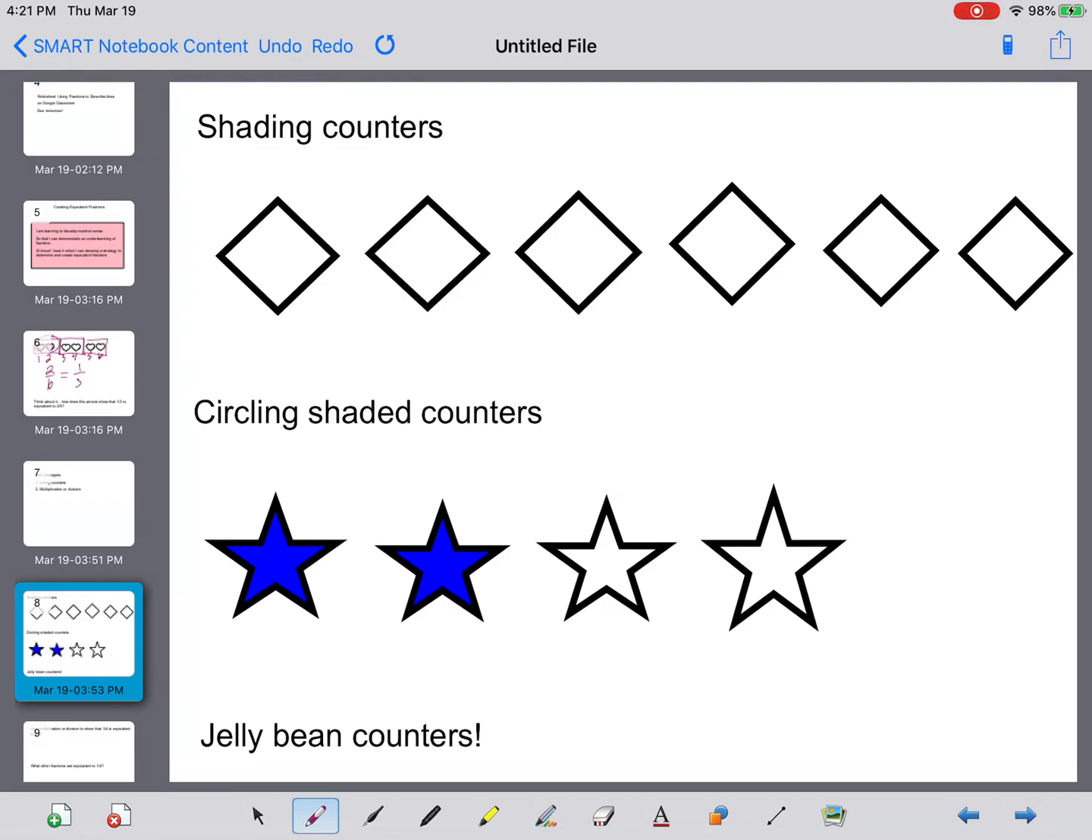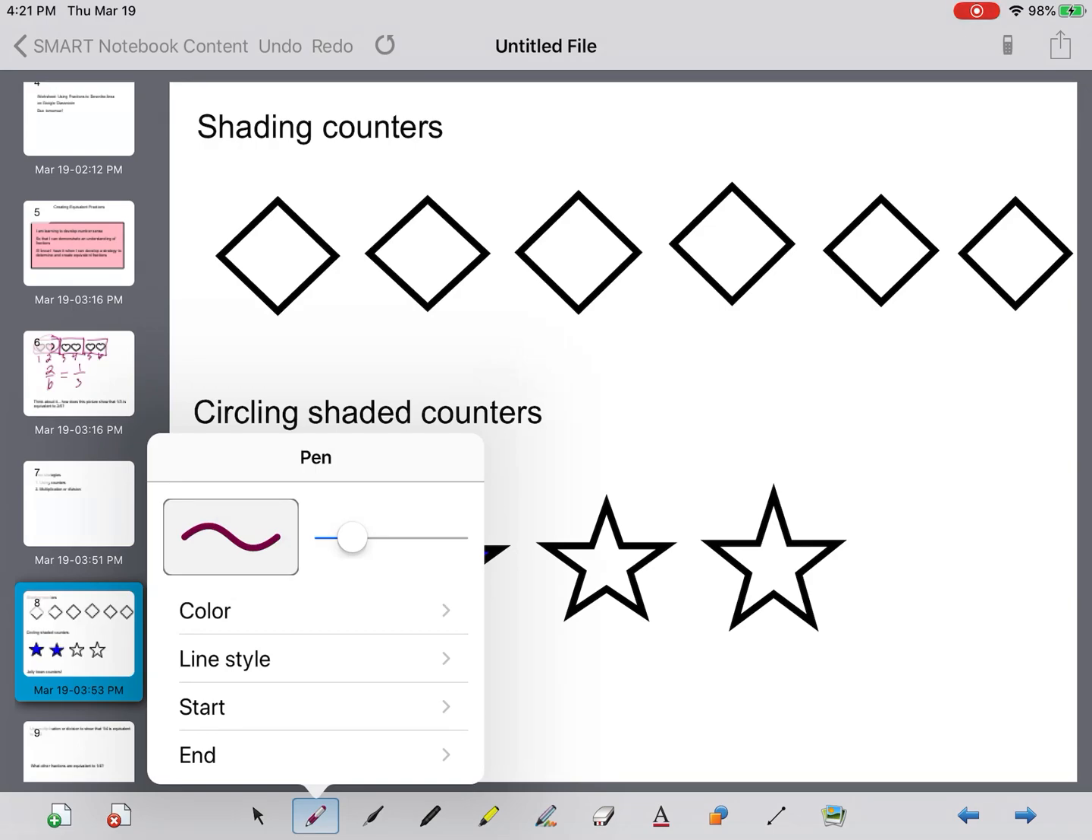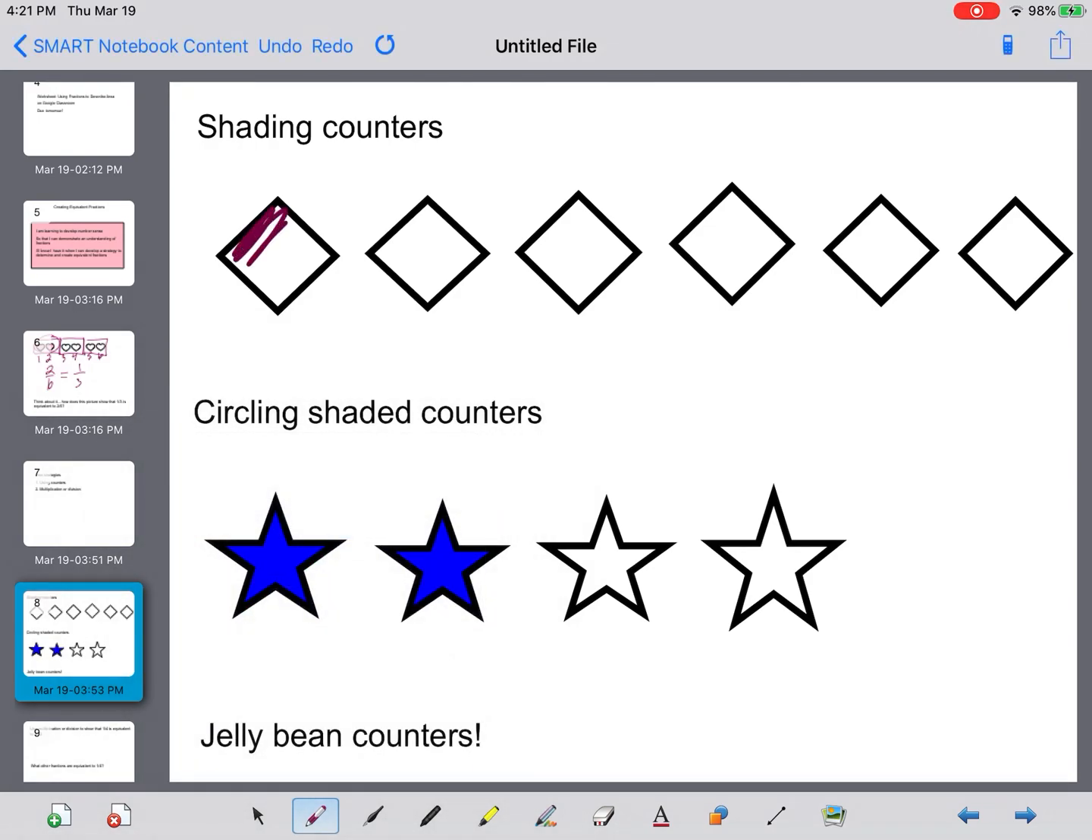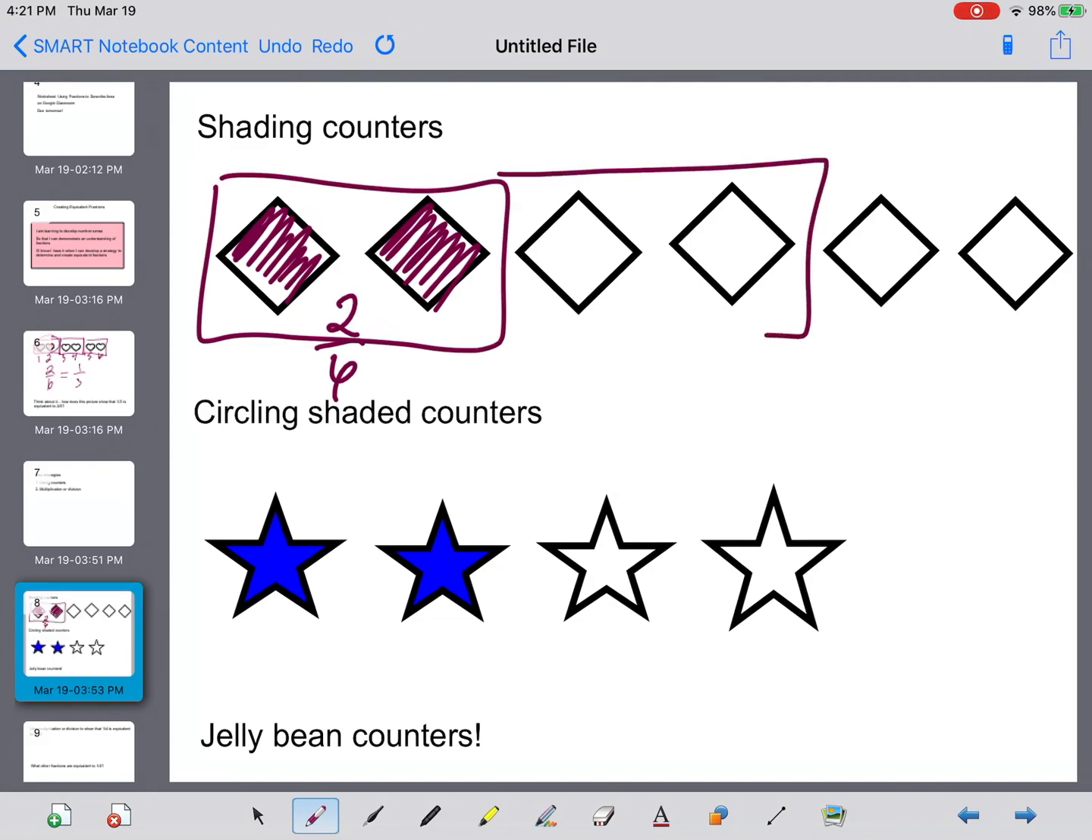So one way to show equivalent fractions when you have counters on a piece of paper or on a whiteboard would be to color them in or shade them in. So I'm going to shade in 2 here. And just like before, we can now see, because I have 6 diamonds and I have 2 of them colored in, that I have a fraction of 2/6. But if we look at the groupings, 3 equal groups of 2, I also have a fraction of 1/3, and that means 2/6 and 1/3 are equivalent.